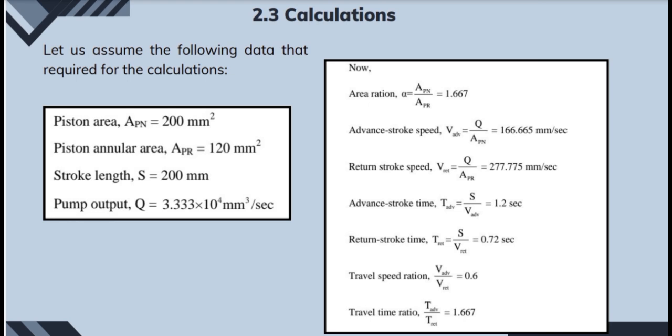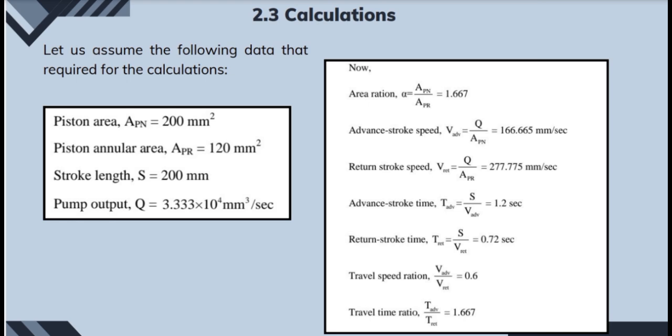Pag return stroke speed man ang hinahanap ta or VRET is equals to Q over APR. Si Q is 3.333 times 10 raised to 4 millimeters cube or second over APR. APR niya is equals to 120 millimeter squared. So, Q which is 3.333 times 10 raised to 4 millimeters cube or second divided by APR 120 millimeters squared is equals to 277.775 millimeter or second.